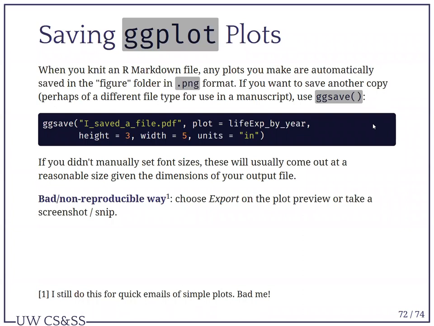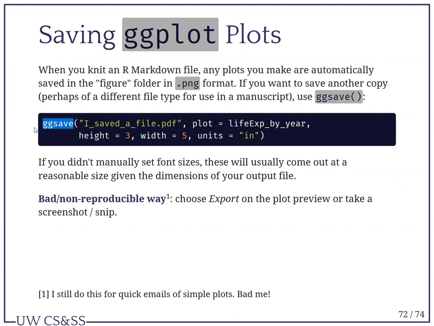So we'll often get into the place where we want to save our ggplots. When you knit an R markdown file, any plots that you make are automatically saved into the figure folder in PNG format. This is really nice. If you want to save another copy, perhaps of a different file type for use in a manuscript, you can use the ggsave function. So like I mentioned before, when I make publications in markdown, I actually don't just put the code that makes the graph inside of my R markdown. I tend to save my file in a separate place and then load it in using ggsave.